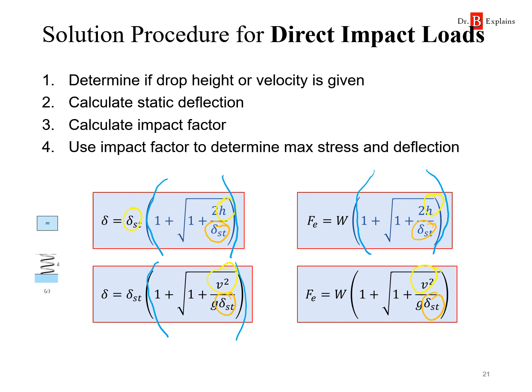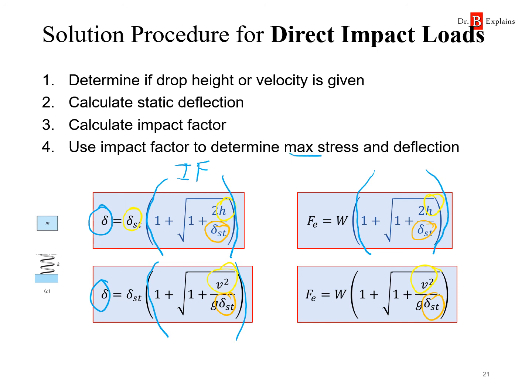That is going to be a value greater than 1. And then we're going to use that impact factor to calculate the maximum stress and the maximum deflection. So the maximum deflection is going to be given by these delta formulas. This is going to give us the maximum deflection, or the deflection from the direct blow into the structure.